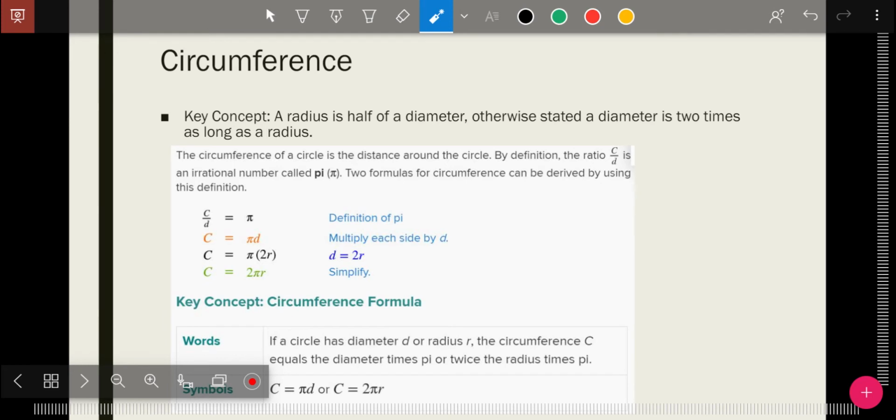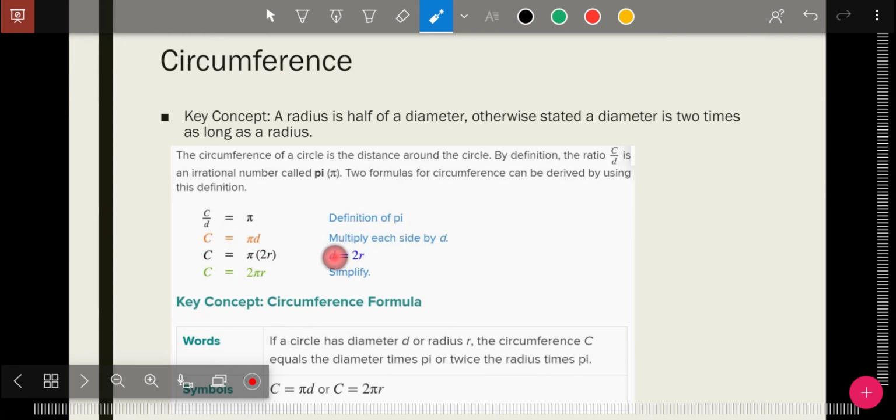So the next vocabulary word is the word circumference. Before we talk about what circumference is, we have to understand this key concept. A radius is half diameter, or the flip of that would be a diameter is twice as long, 2 times as long as a radius. And they explain what pi is here. Pi is the ratio of the circumference divided by the diameter. And then they use, well, if that's the definition of pi, then to solve for circumference, I just would times both sides by a diameter. So that's how they came up with that formula.